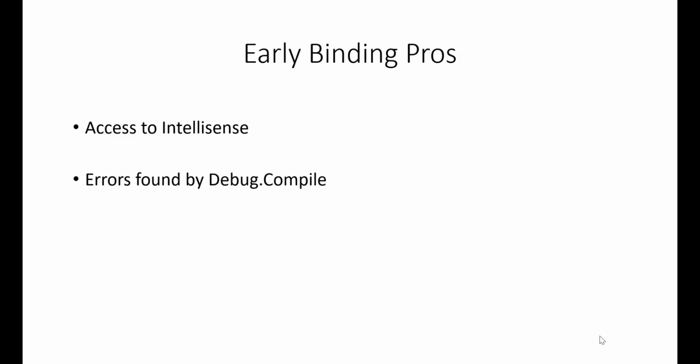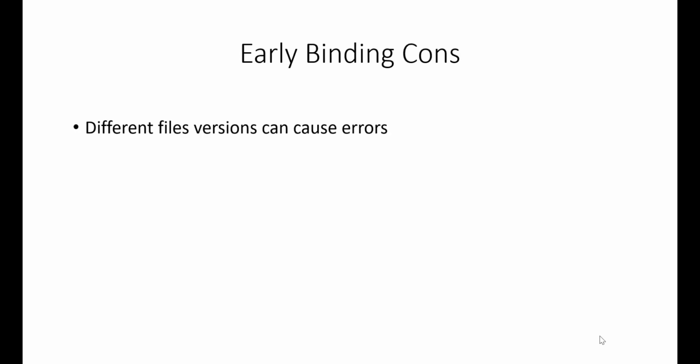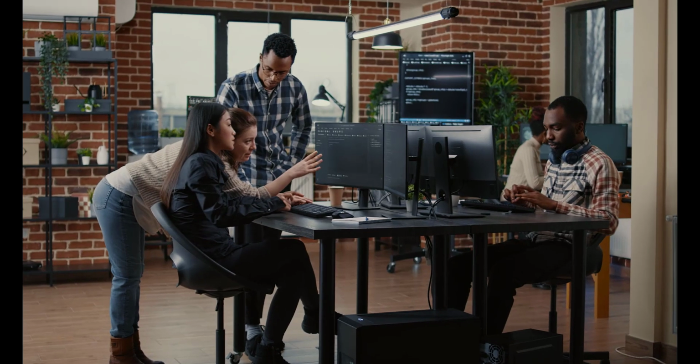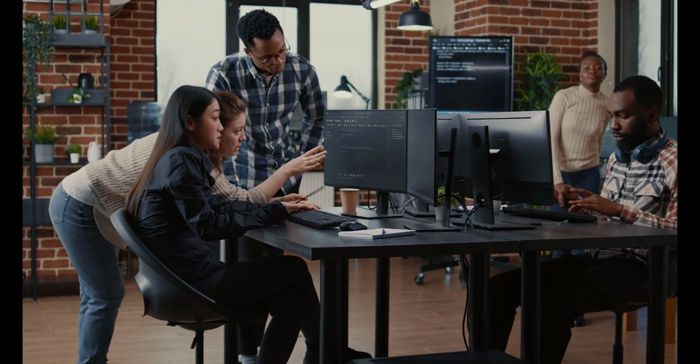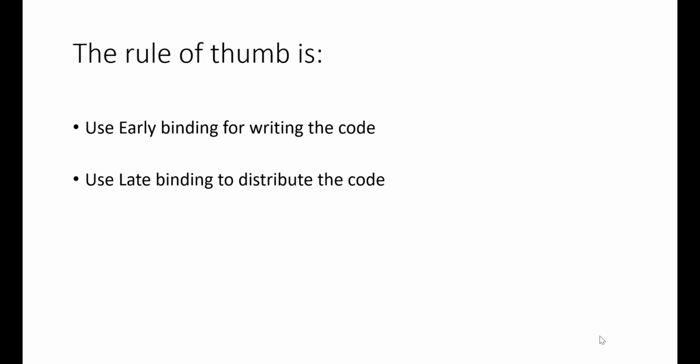However, it's got one big drawback, and that is that different file versions can cause errors when we distribute the code to other users. To make our life easier, we have a simple rule we can follow when it comes to binding. We use early binding for writing the code, and then when we distribute it to other users, we switch over to late binding. So how do we actually do this within our own code?